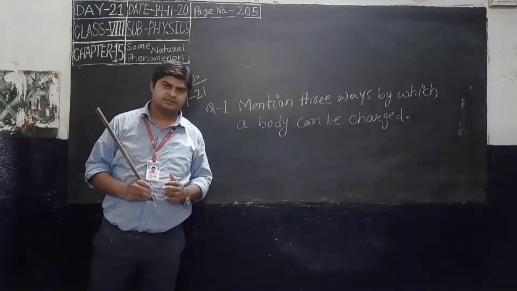Now it's time for your homework. Write down your homework for day 21. Today I have given only one question. Question 1: mention three ways by which a body can be charged.